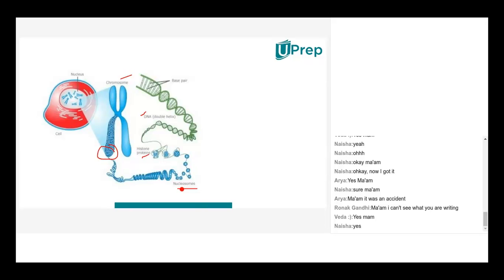Base pair, I hope you understood what base pair means. I just drew the nitrogenous bases in the earlier slide. So those are the base pairs: adenine, guanine, thymine, cytosine, all those I wrote. Those are the base pairs. Okay. This is how the nucleus contains chromosomes, the DNA arrangement.